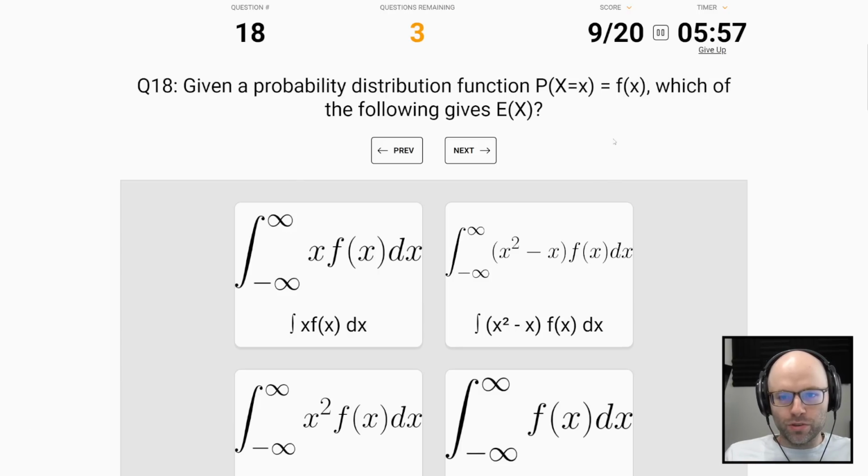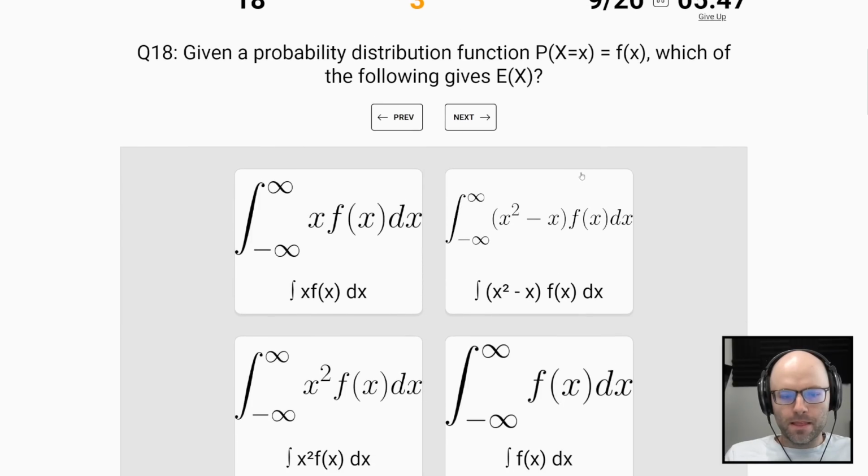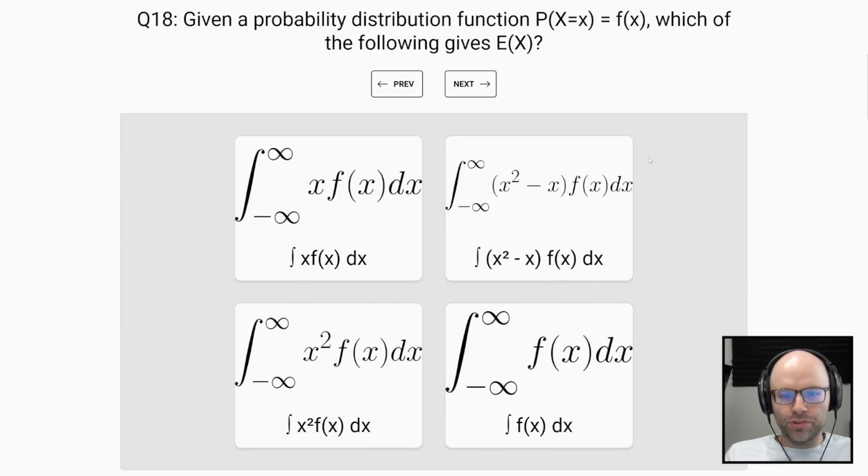Given a probability distribution function, P(X = x) = f(x), which of the following gives E(X)? One of the interesting things is you can do it however you want to do it. I personally like to do a sigma from infinity to negative infinity of f(x). Which of the following gives E(X)? Yeah, I don't know what the hell you're asking me. There's a bass clef in this one. I'm going to be honest, I don't know what you're talking about. I'm going to say that it's x squared minus x f(x) dx.